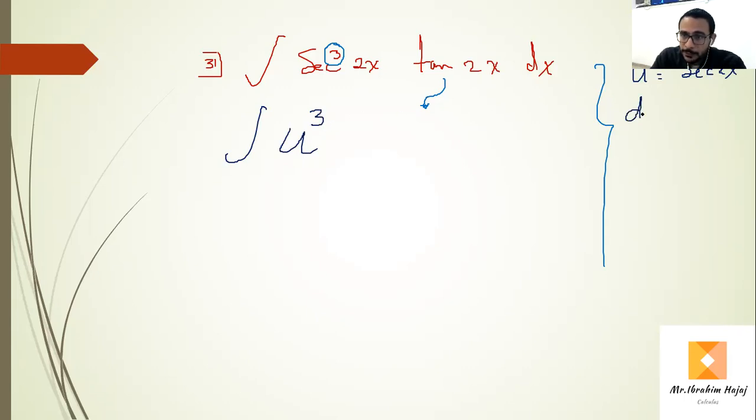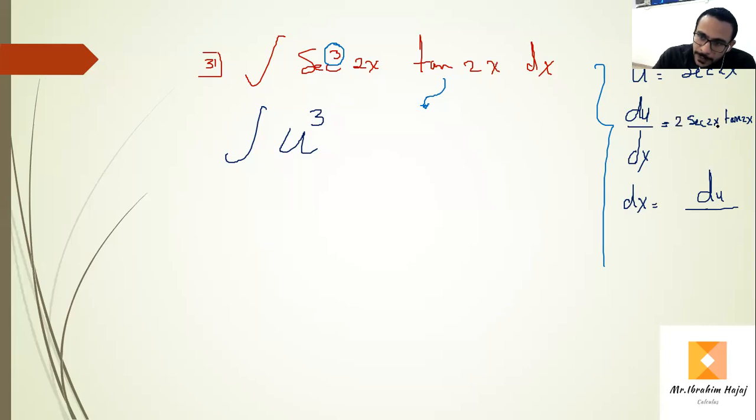Then find the derivative. du over dx: the derivative of sec 2x, or sec theta, is sec theta tan theta. So it's sec 2x tan 2x times 2, by the chain rule. When tan 2x appeared I was happy, because it cancels with the tan 2x above in the question. So dx equals du over 2 sec 2x tan 2x.